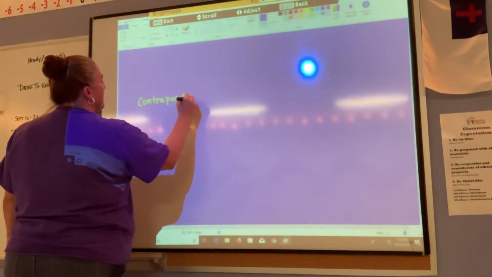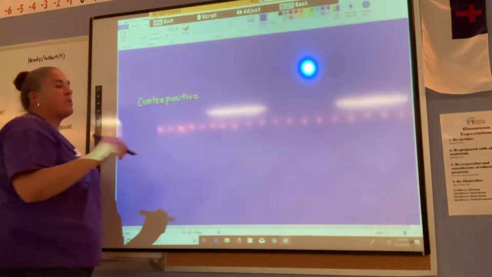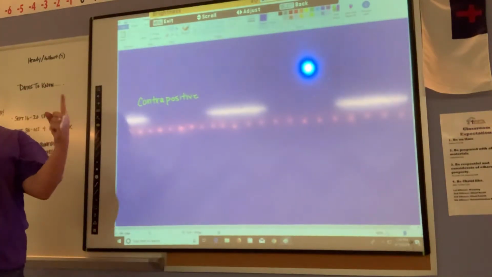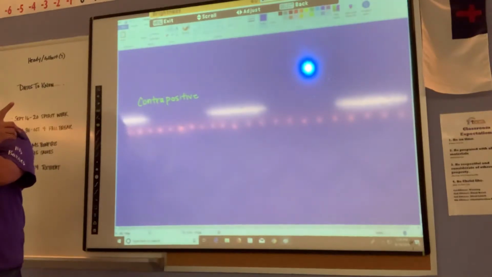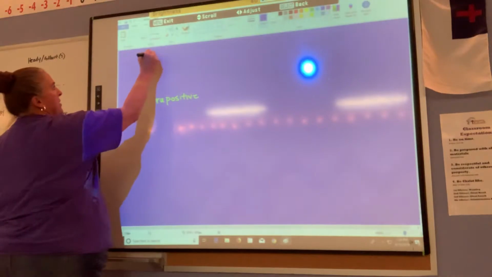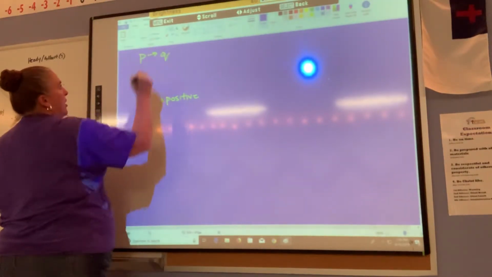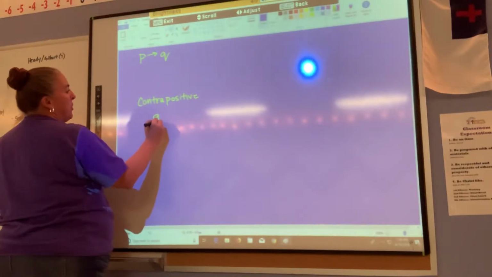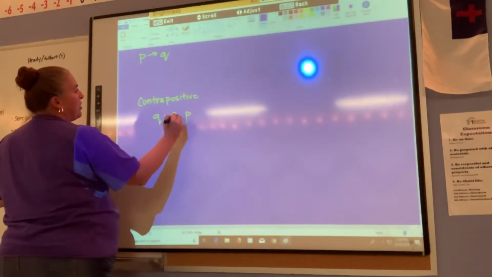So you're going to switch your P and your Q and turn them both negative. So you're not just negating both, you're switching them and turning them both negative. It would look like your normal hypothesis conclusion relationship looks like this. Contrapositive means you're going to switch both of them and you're going to turn them both negative.